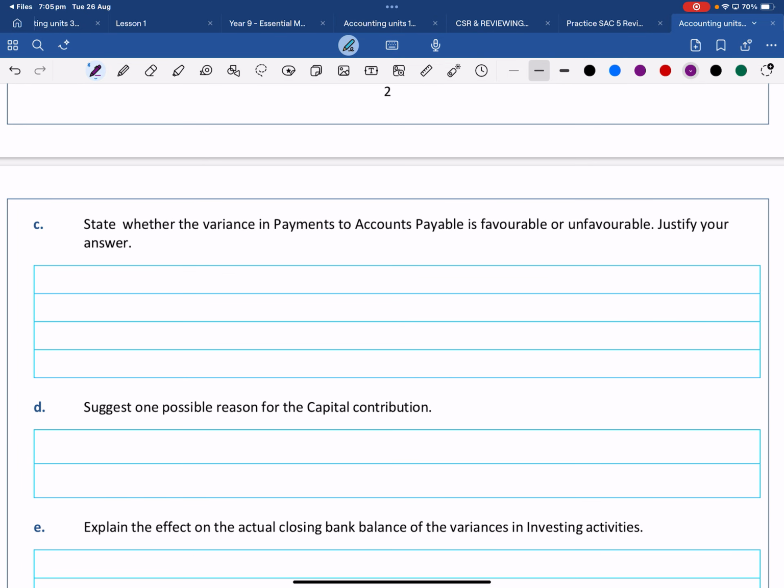Firstly, part C. State whether variance in payments to accounts payable is good or bad. Justify your answer. It's unfavorable because we paid more than expected. Yes, correct. Okay, shall I write it, guys, or you are okay?